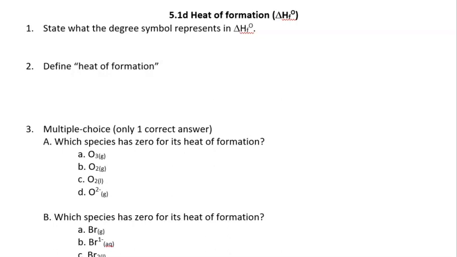Hey, we're back. This is part two of heat of formation. We're actually going to work through a worksheet and see if we can answer some of these questions. First one, state what the degree symbol means.